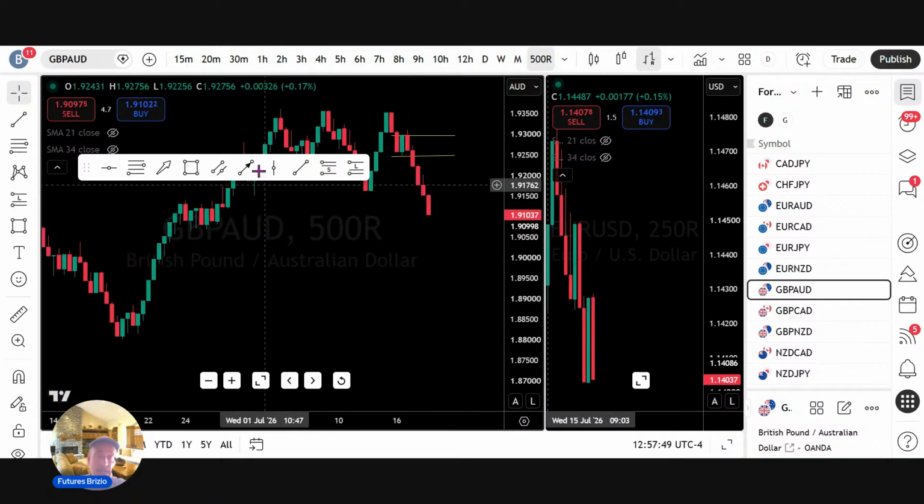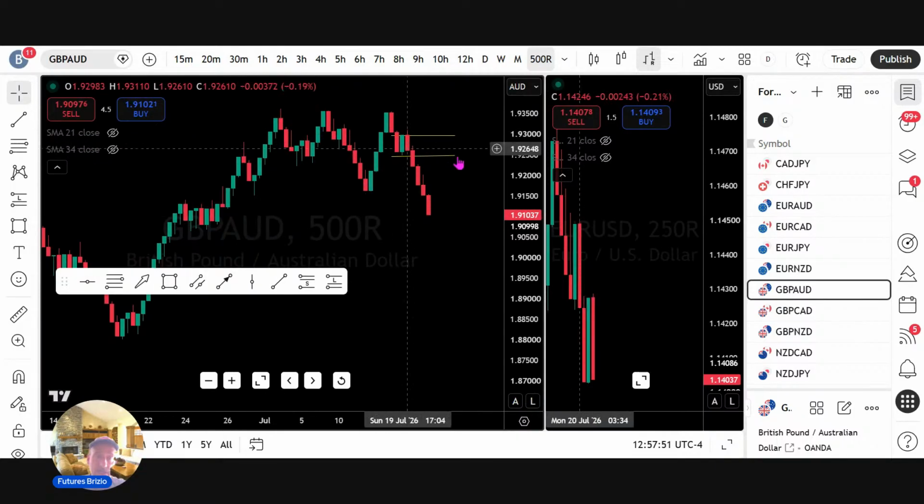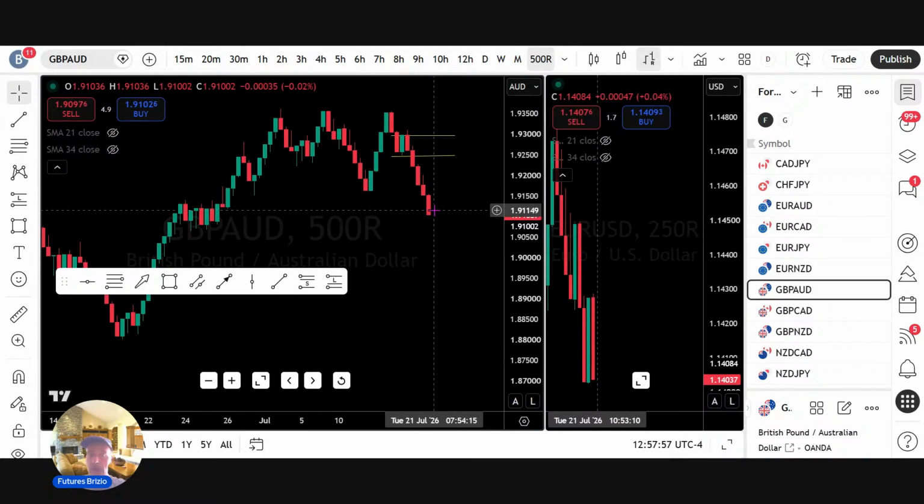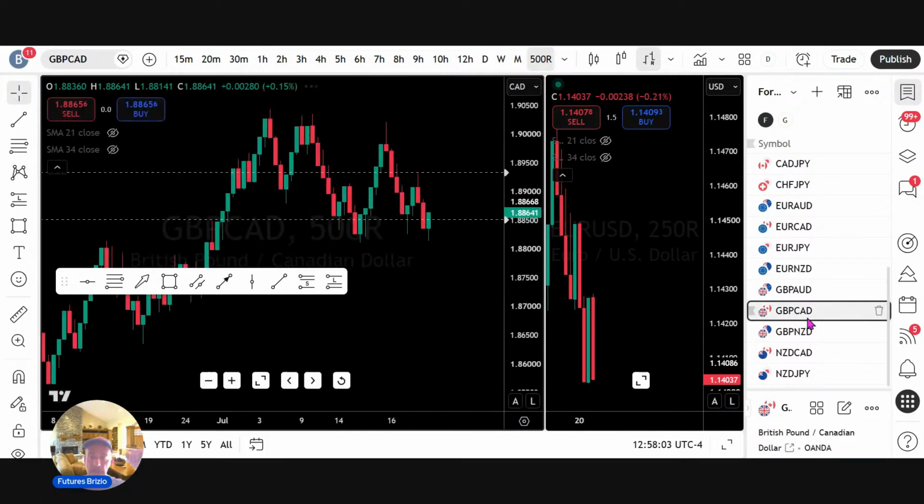Pound Aussie had this little consolidation zone here. Broke out. You guys know I was in this short. I had closed it when it hit these lows. It has broken lower now, which is great, but I'm not in it right at the moment, so we'll see if we get another corrective move.